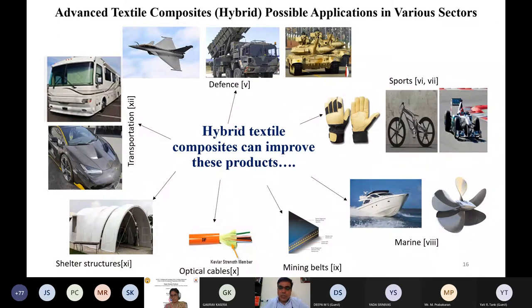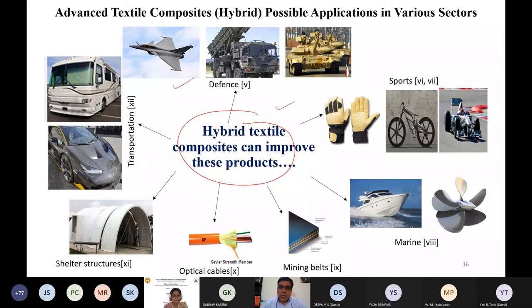But so what is the uniqueness? What is happening? If you have some product which is made by, say, non-textile composites, it moved to textile composites, and then within the textile, some part will move to hybrid textile composite. What is the uniqueness? You are able to enhance these properties.